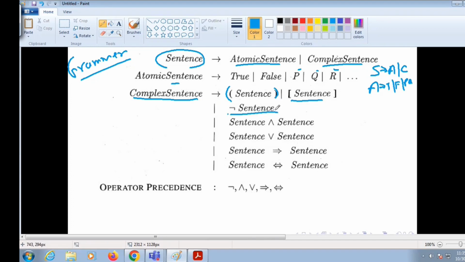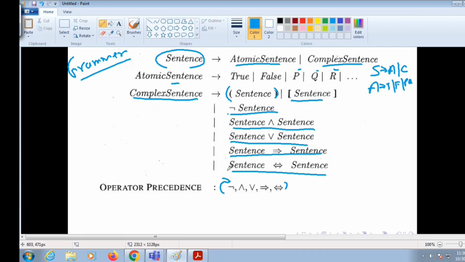Not of a sentence can also be written. Sentence and sentence can be written. Sentence or sentence could be written. Sentence implies sentence could be written. Sentence double implies sentence can be written. And then we have some operator precedence when it is required. So these are the operators. When multiple operators are there, this one has a higher precedence. Okay.